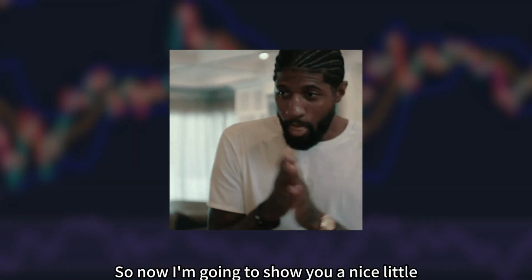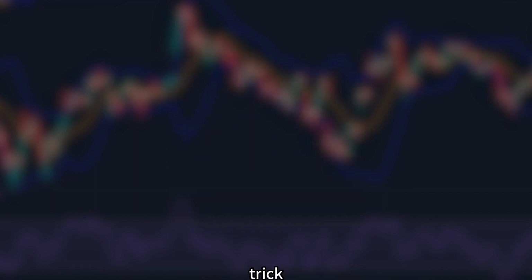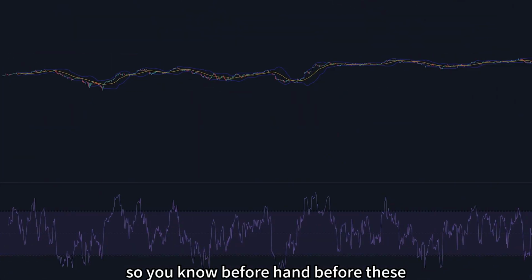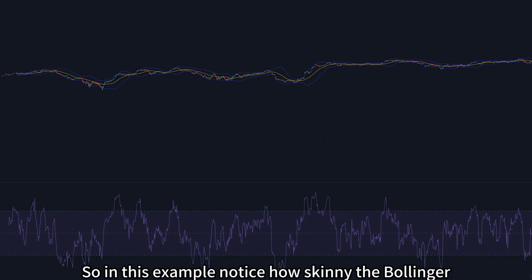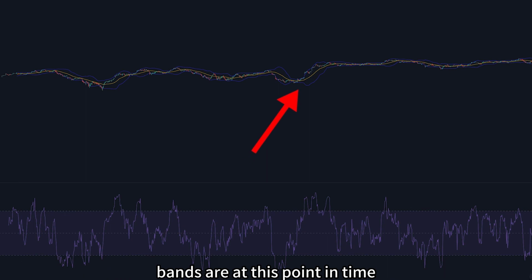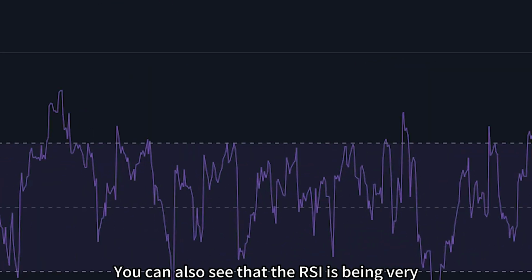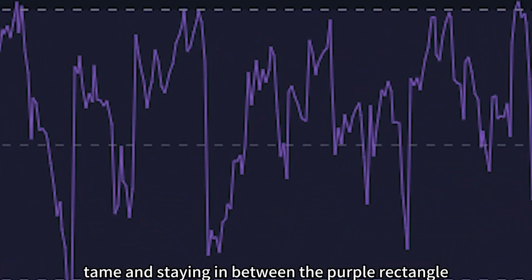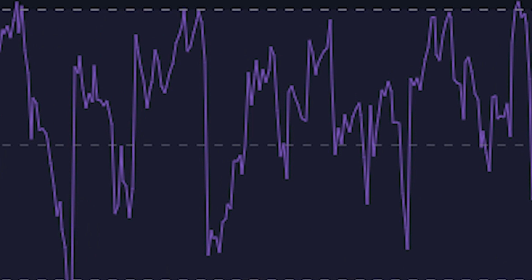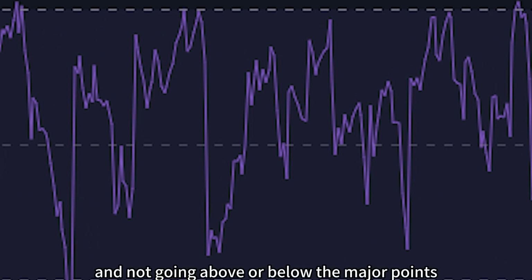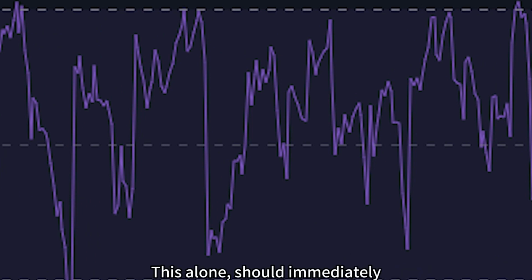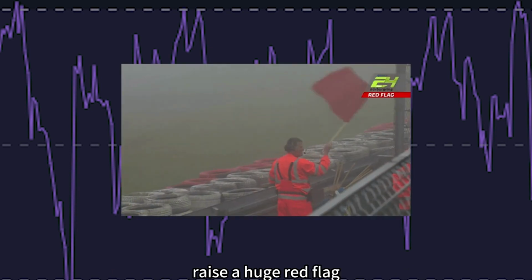So now I'm going to show you a nice little trick so you know beforehand, before this huge price movement even happens. In this example, notice how skinny the Bollinger Bands are at this point in time. They are very close together, there is barely any price movement, and the market is moving sideways. You can also see that the RSI is very thin and staying between the purple triangles, not going above or below the major points we marked before. This alone should immediately raise a huge red flag.